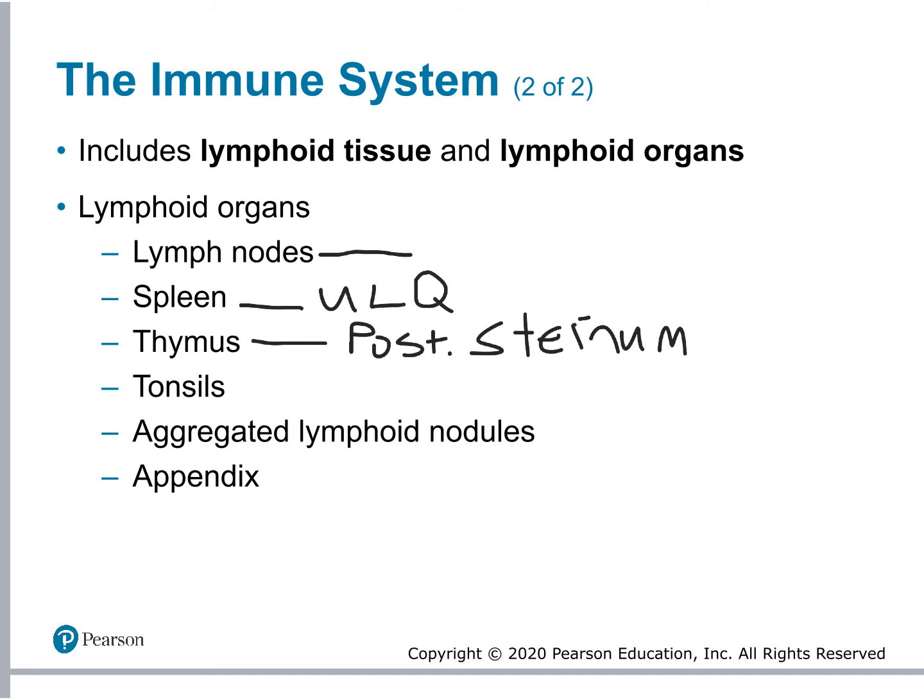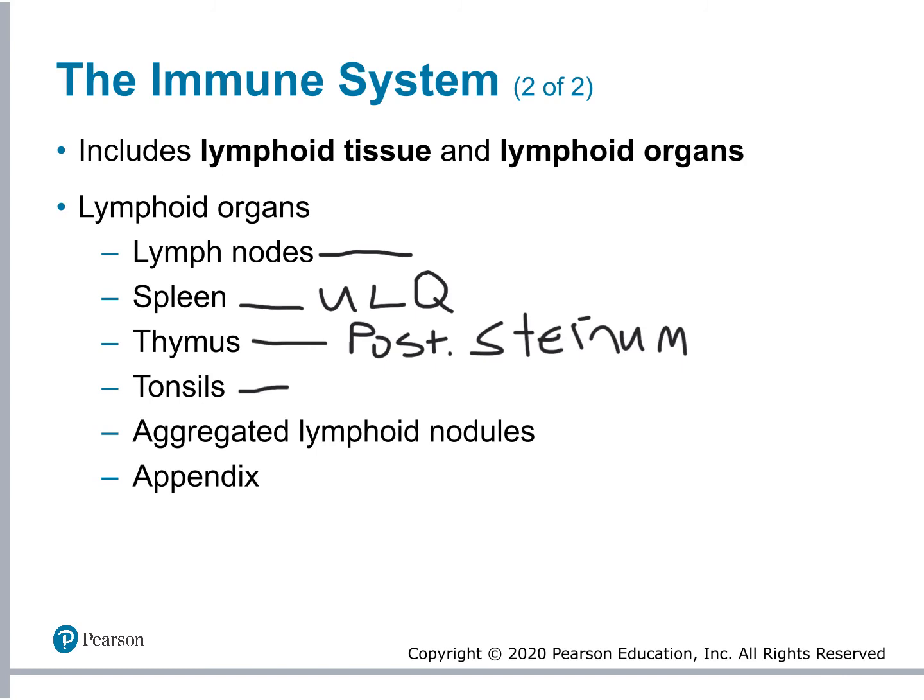Then we have tonsils. Tonsils are located around and in the nasal and oral cavity. They have some tonsils in the upper part of the pharynx, behind the nasopharynx, and then we have some tonsils in the oral pharynx, and then some tonsils right underneath the tongue. We'll review those locations towards the end of this PowerPoint.